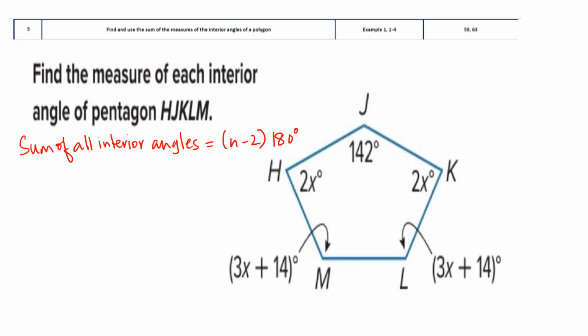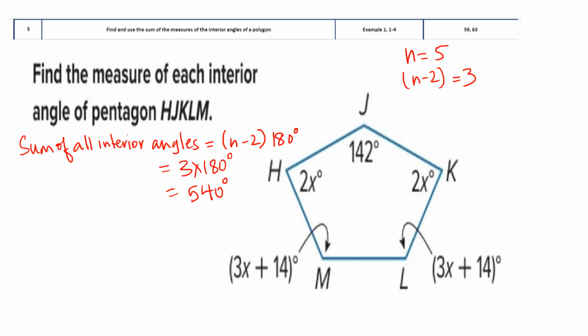So if you see, this has 1, 2, 3, 4, 5 sides. So n is going to be 5. And if we calculate, our n minus 2 is going to be 3. So if we apply it in this formula, 3 multiplied by 180 degrees is going to give us 540 degrees. So this is the formula that I'm going to be using.